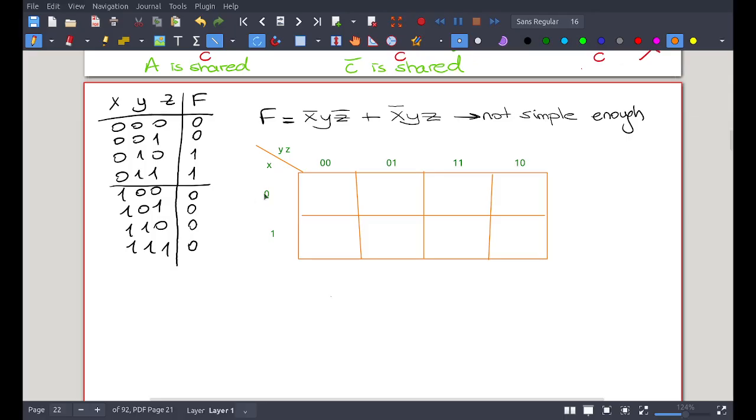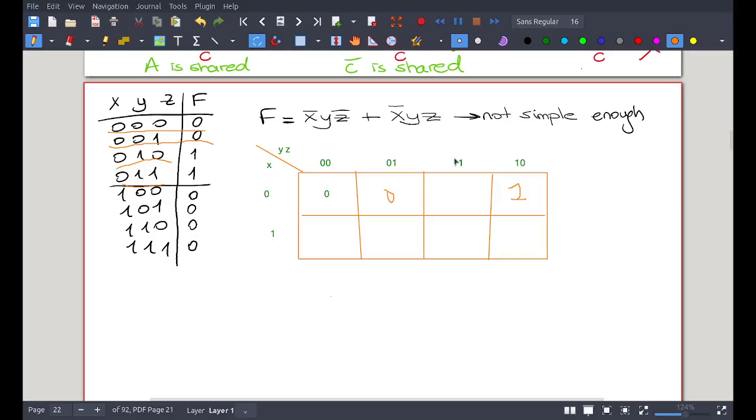Look at 0 0 0. The value is 0, right? You can look at this line here. When the value is 0 0 1, the value is 0, so I can write 0 here. Then there is 0 1 0, so it's 1 0, and there the value is 1.